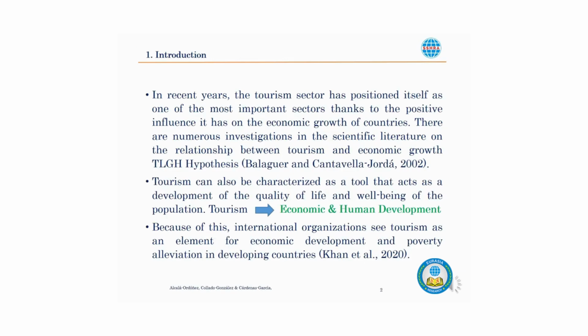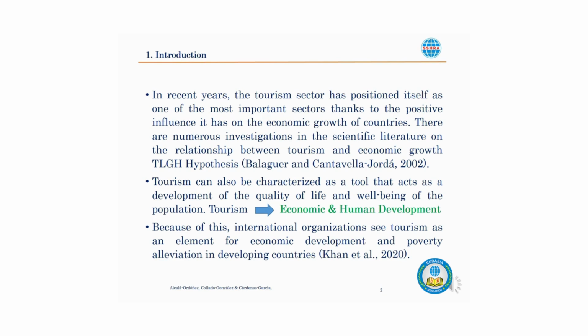First of all, we need to introduce the importance of tourism as an instrument or tool of economic growth. We need to refer to the year 2002 with a preliminary work about the nexus between tourism and economic growth by Balaguer and Cantavella-Jordá, where the TLGH hypothesis was born.